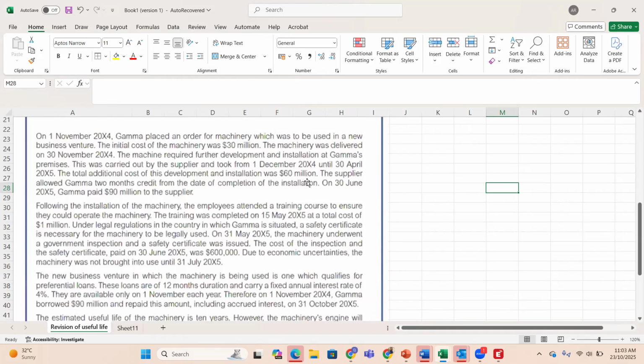Right. Is it a directly attributable cost to bring the machine to its present location and condition? Okay. So the supplier was doing this from 1st December to 30th April. The total additional cost is 60 million. The supplier allowed Gamma 2 months credit from the date of completion of the installation. On 30th June, Gamma paid 90 million to the supplier. Why 90 million? 30 for the equipment and 60 for the installation. So when would I incur 60? Over the period of time from 1st December to 30th April. Okay. Would it be PPE or expense?